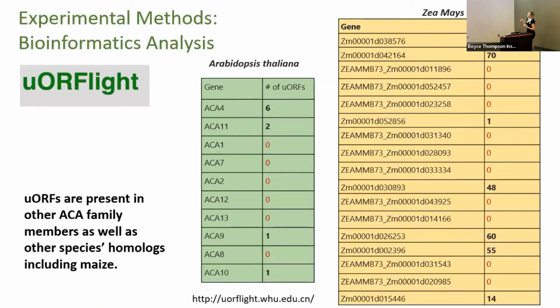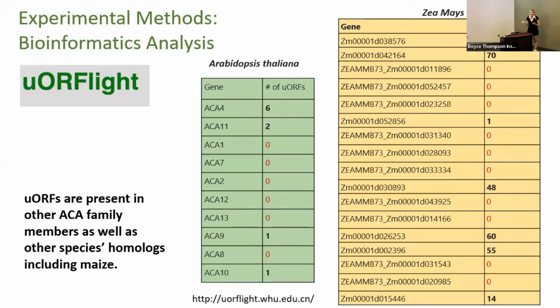To continue my bioinformatics analysis, I once again utilized the program uORF Flight to produce 2 tables for Arabidopsis thaliana and corn. And I've listed all of the predicted uORFs for each gene. And I have predicted uORFs for ACA4, ACA11, ACA9, and ACA10. However, this website does have a couple of caveats. For example, the ACA10 gene has 1 listed uORF when there should be multiple.